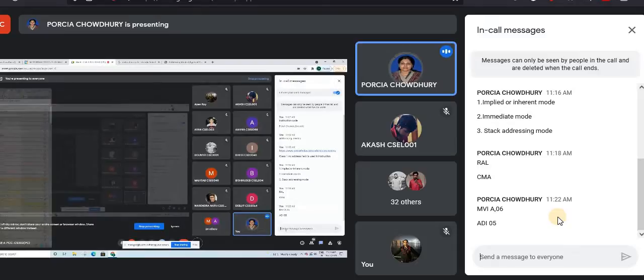In case of implied one, basically you cannot do any arithmetic operation. You just have to rotate or complement, these things, because in case of doing any arithmetic operation you need two operands. In case of implied you have just the accumulator and the content of the accumulator. That's why you cannot do anything other than rotate or maybe complement.